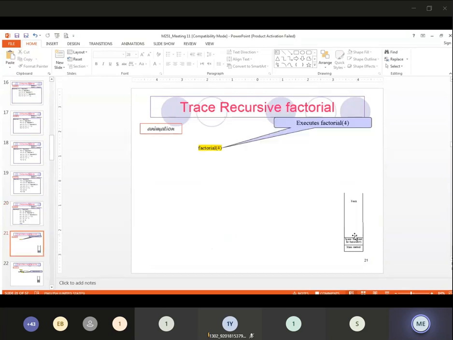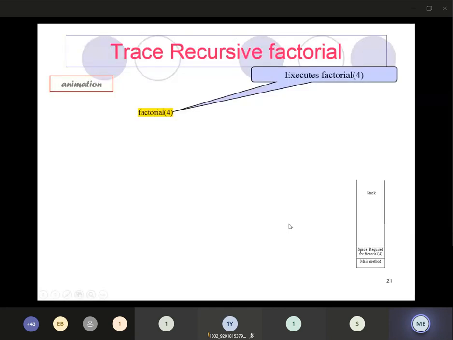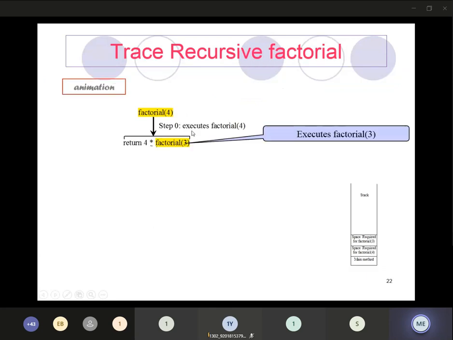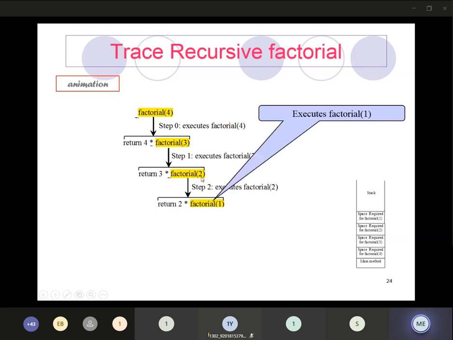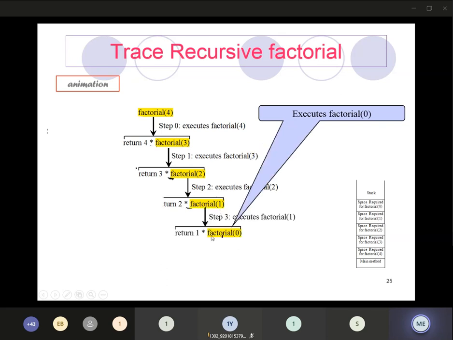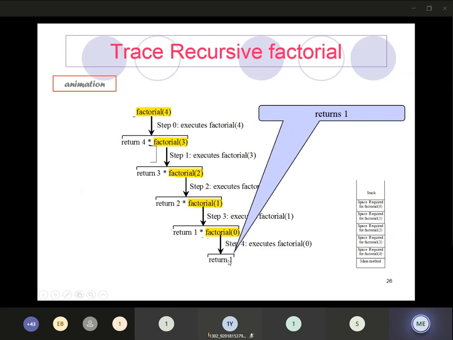So this is my stack here in the right bottom of the screen. Factorial 4 will be step 0: return 4 multiplied by factorial 3. And factorial 3 will be return 3 multiplied by factorial 2. Factorial 2 will be 2 multiplied by factorial 1. Factorial 1 will be 1 multiplied by factorial 0. Factorial 0 will return 1.